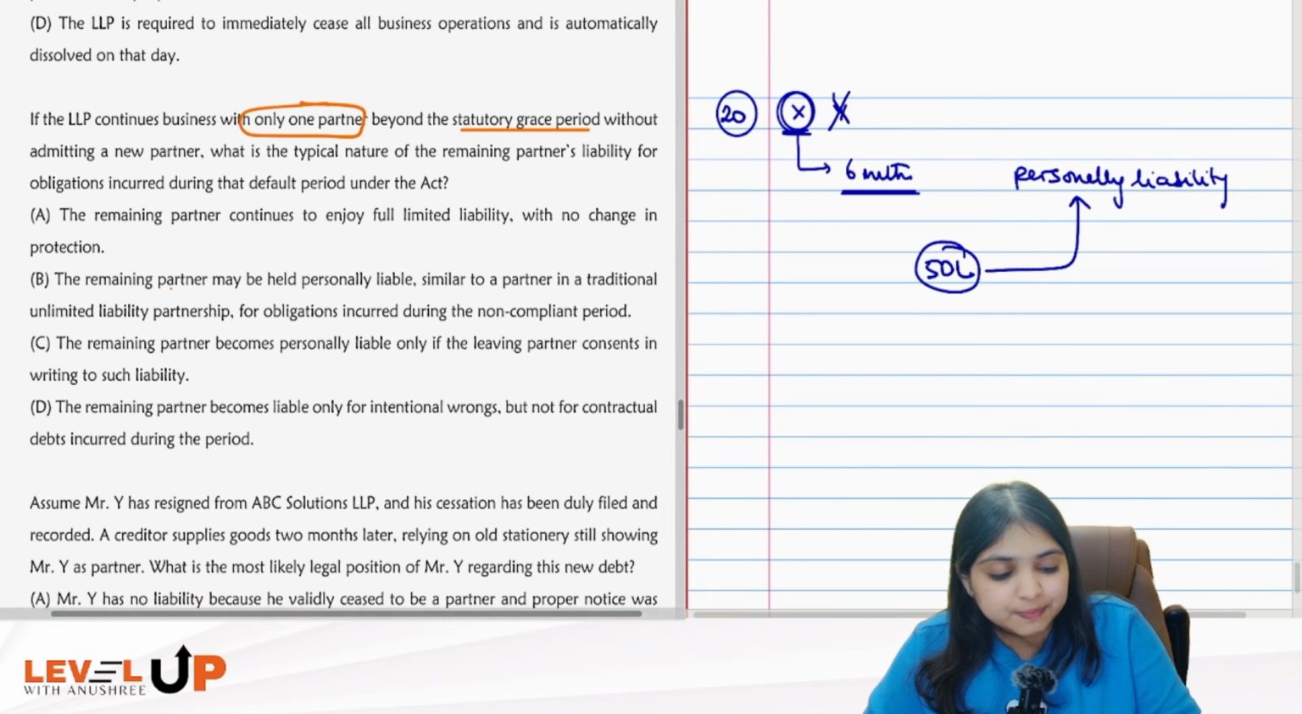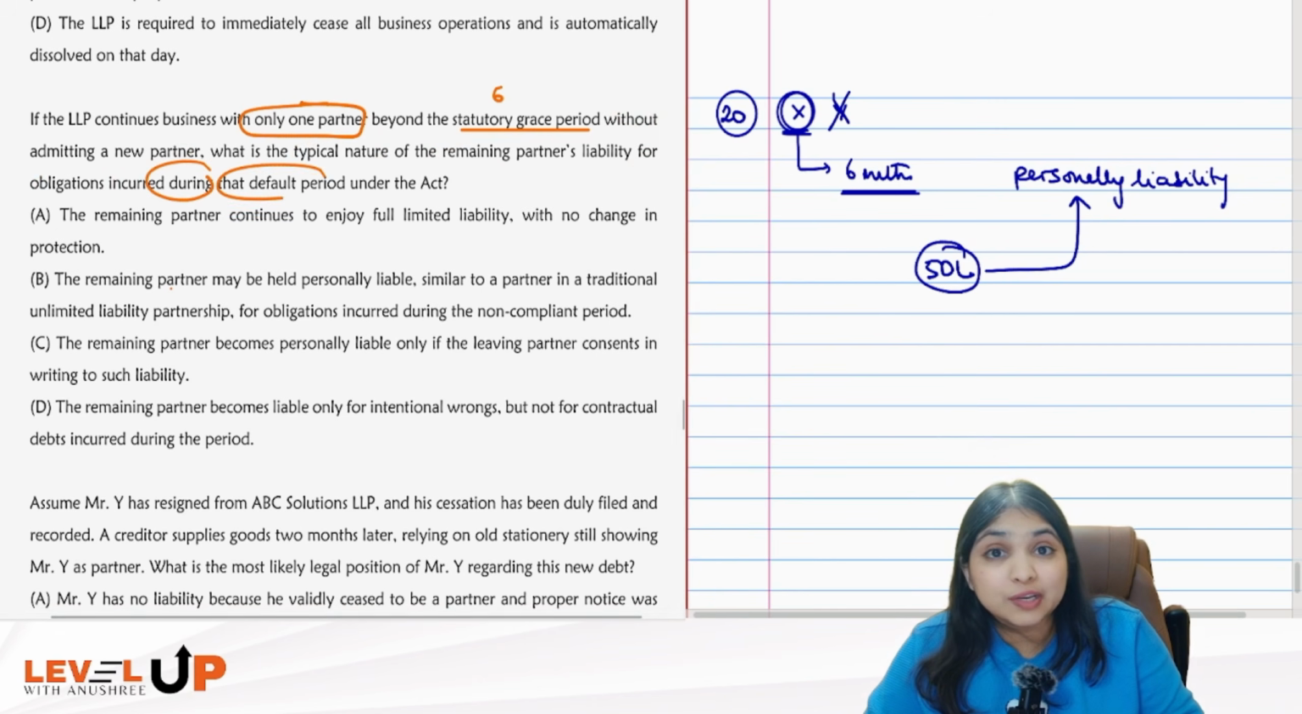Then, if the LLP continues business with only one partner beyond the statutory grace period, what is the statutory grace period? 6 months, right? So, if the LLP continues with only one partner beyond 6 months without admitting a new partner, what is the nature of the remaining partner's liability for obligations incurred during the default period?